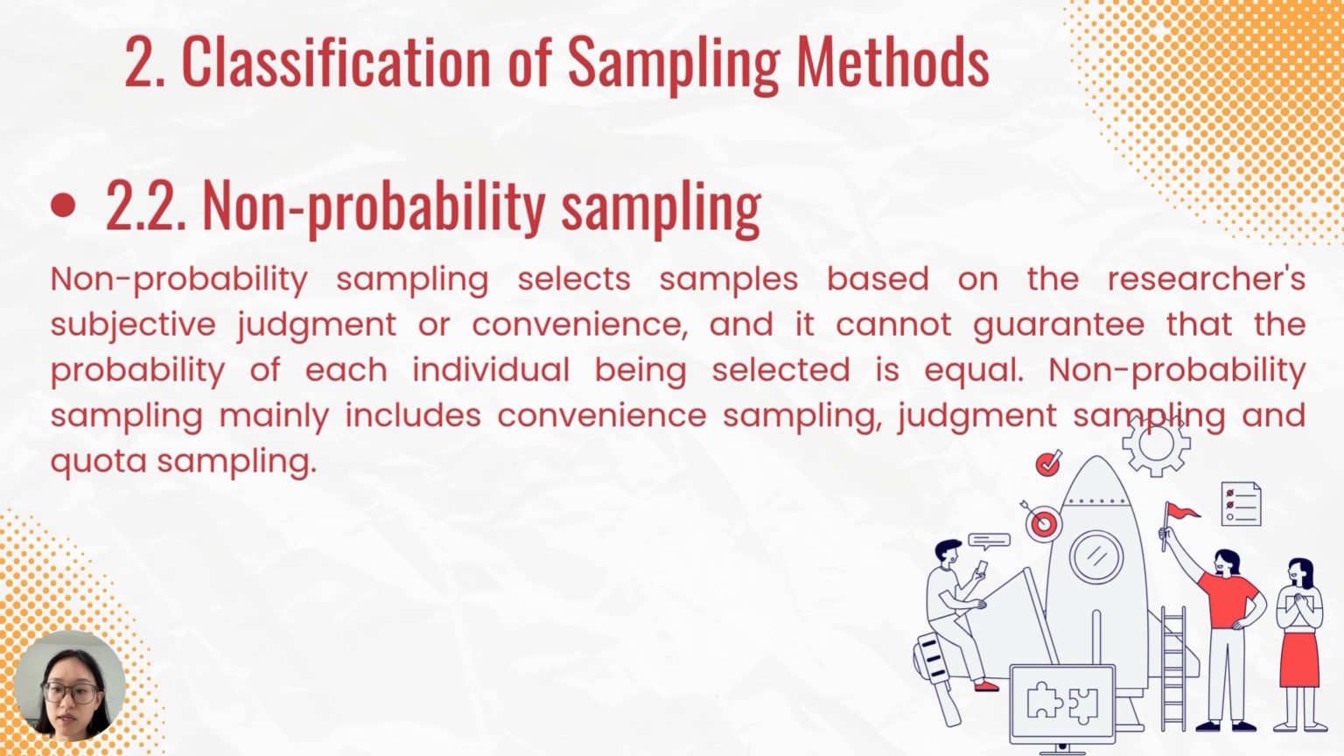Non-probability sampling selects samples based on the researcher's subjective judgment or convenience, and it cannot guarantee that the probability of each individual being selected is equal. Non-probability sampling mainly includes convenience sampling, judgment sampling, and quota sampling.